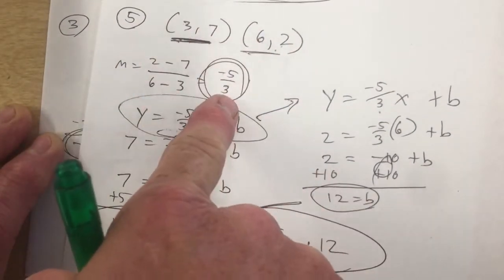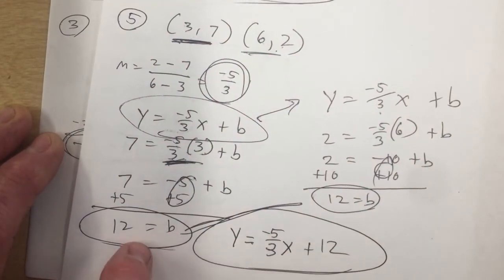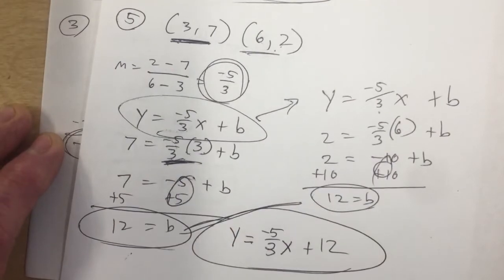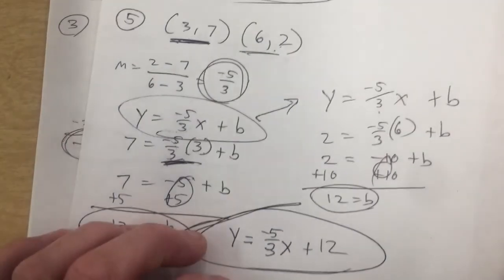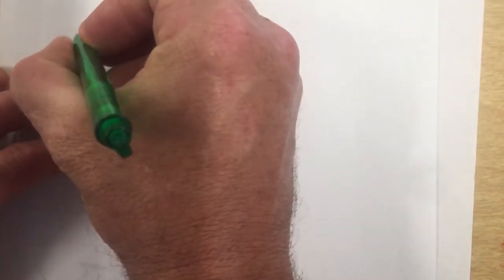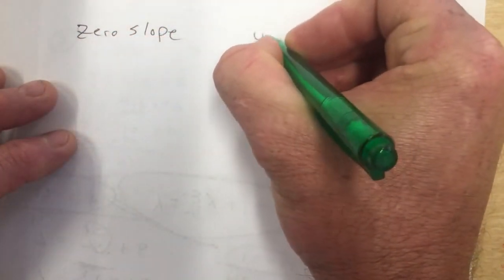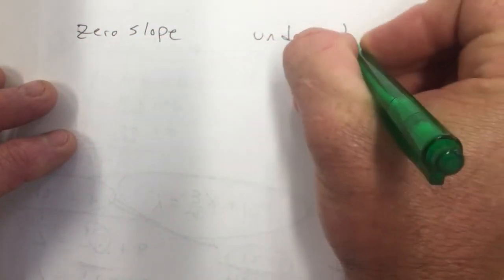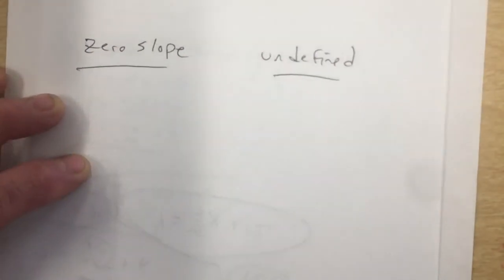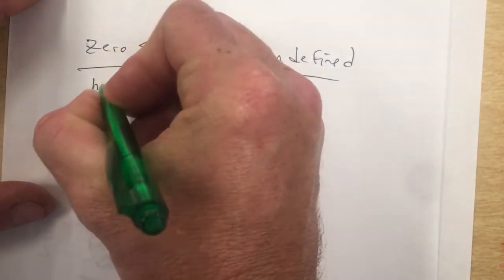When you find your slope, you have to take one of those points and put it in, and it doesn't matter which one, you're still going to get the same intercept number. Now, if you don't, you've made a mistake somewhere. Okay, so that's how you find the equation of the lines. Now, there is one extra thing you have to watch out for. Remember we talked a while ago about zero slope? We talked about undefined. Okay, if your slope comes up to be 0, remember that's horizontal.